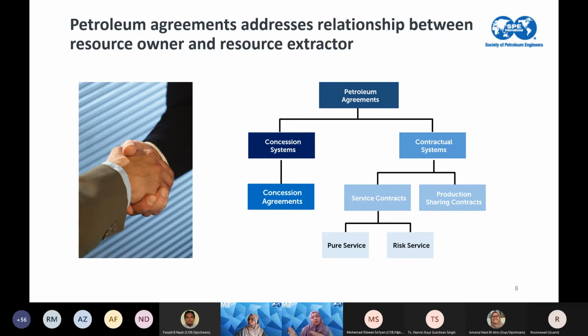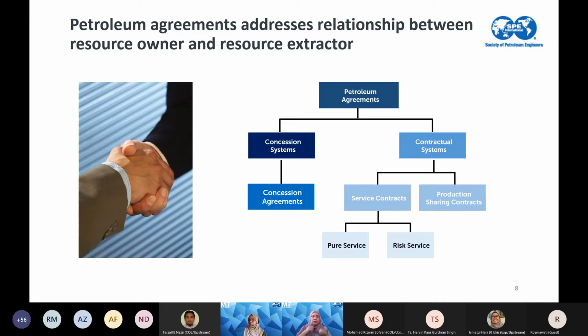Now let's jump over to the contractual system. There are two types of contracts. We've got service contracts as well as production sharing contracts. For service contracts, we have pure service and risk service. Now, what is the difference between these two? If I simplify things, by the name you can just know what it is. Pure service is just party A paying party B for providing a service.